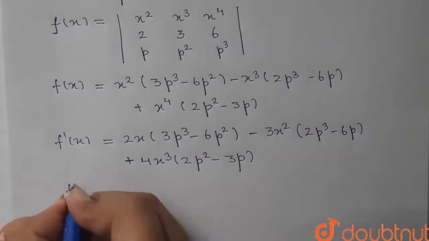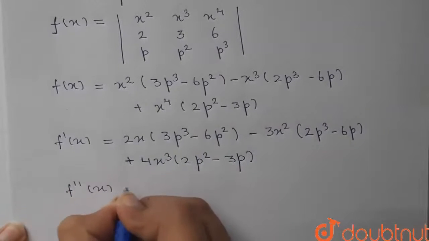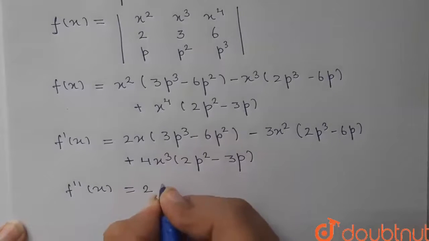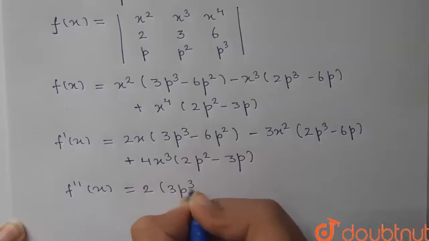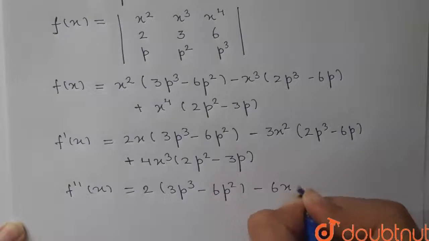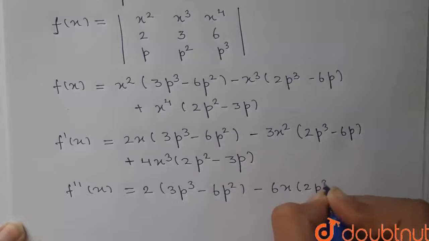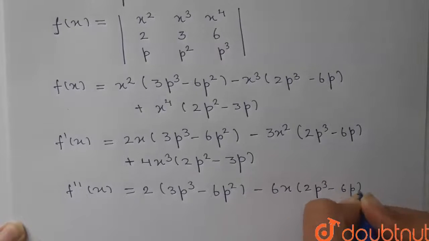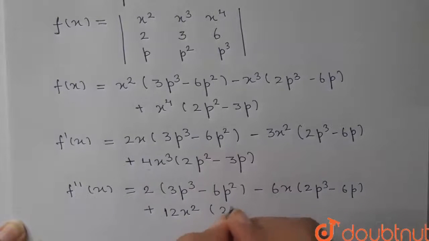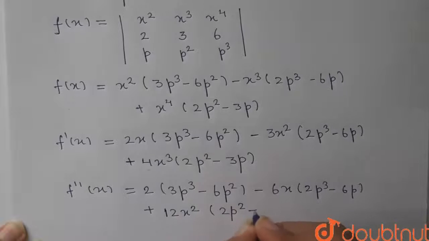Now we are going to find f double dash of x. So f double dash of x will be equal to 2 into 3p cube minus 6p square, minus 6x into 2p cube minus 6p, then plus 12x square into 2p square minus 3p.